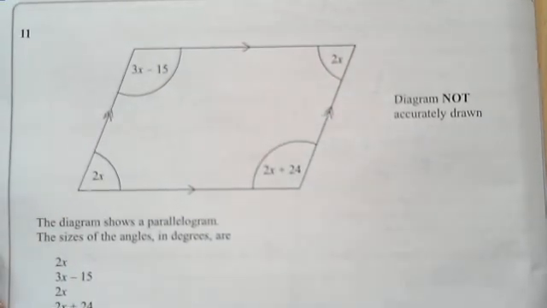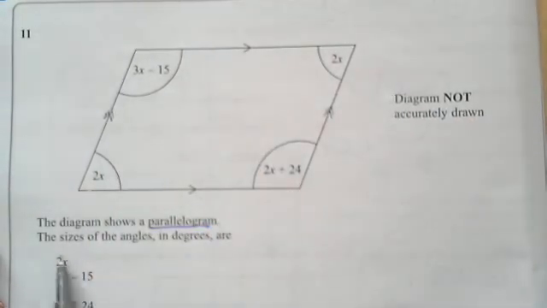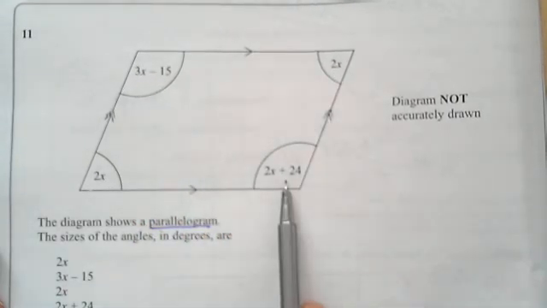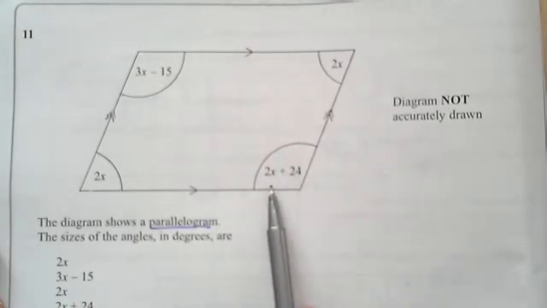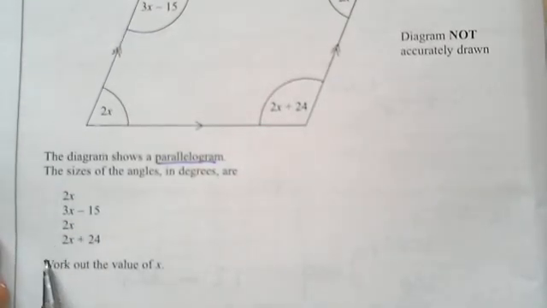Okay, the diagram shows a parallelogram. This is the shape. The size of the angles in degrees are: 2x, 3x minus 15, 2x, 2x plus 24. You're probably thinking, what kind of angles are these? These are angles given in algebraic terms, and they have been written over here because we need to work out the value of x.